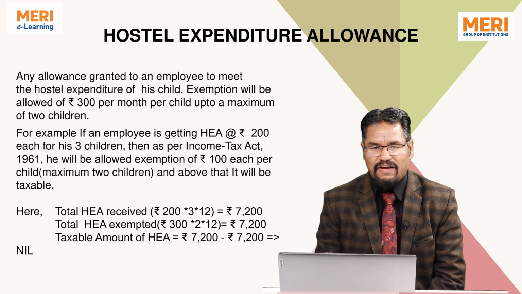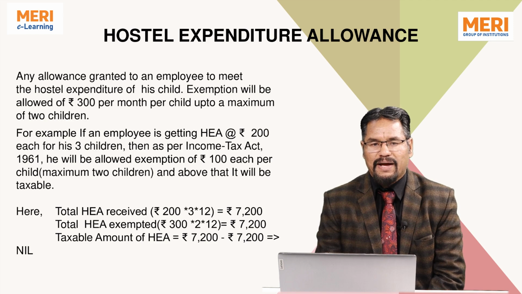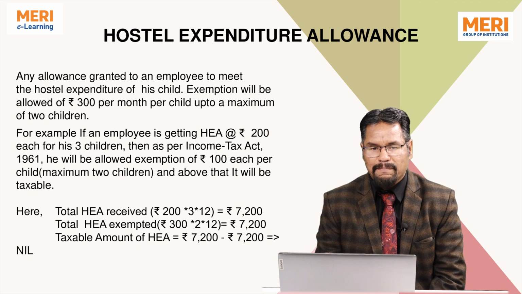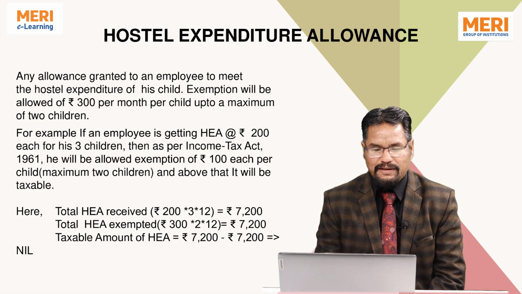So in this case, he is getting rupees 200 per month per child for 3 children, so you will do 200 multiplied by 3 children multiplied by 12. So the amount will be 7,200, which is received by the employee. And out of this, the maximum amount is rupees 300 per child of the employee which is exempted. So in this case, 300 multiplied by 2 multiplied by 12, so 7,200 will be exempted from the hostel expenditure allowance. The taxable amount will be nil.